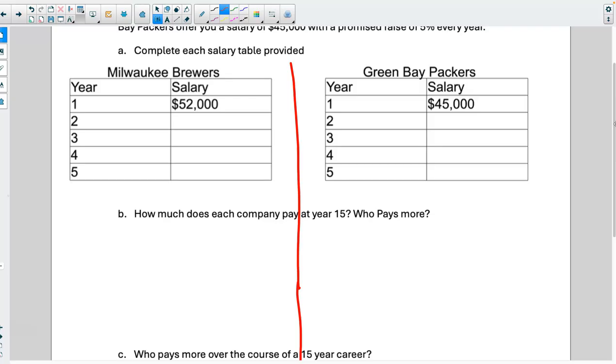Nichols, I finished. Yeah, I'll go up there. Start by filling out the table. Right. I'm done.